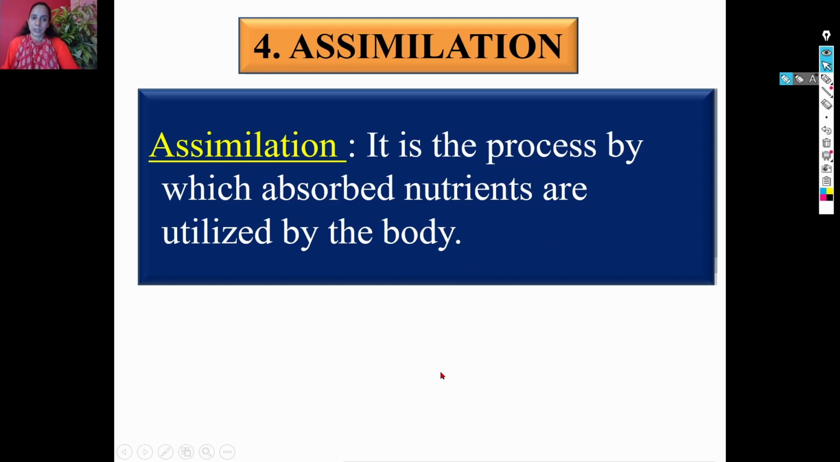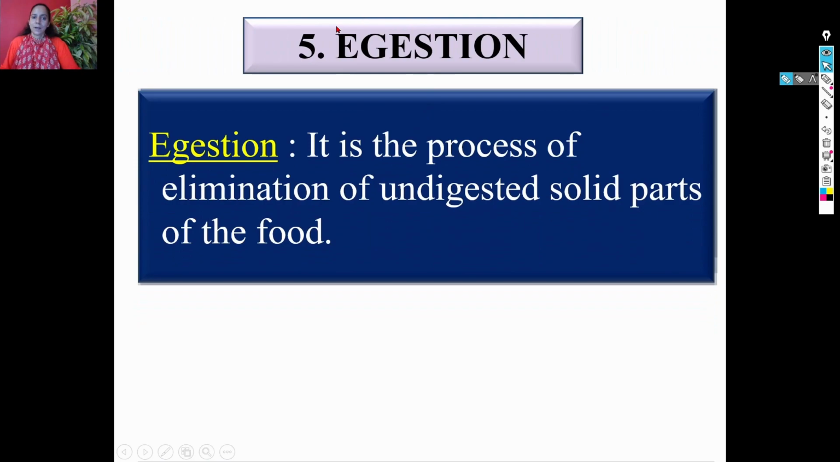to get energy. And lastly, whatever is not required or is remaining undigested is also eliminated from the body, and that is the last process in the steps of nutrition, and it is egestion. So egestion is the process of elimination or removal of undigested solid parts of the food. So these are the 5 steps in the process of nutrition.